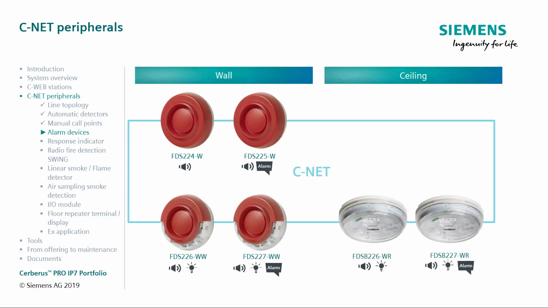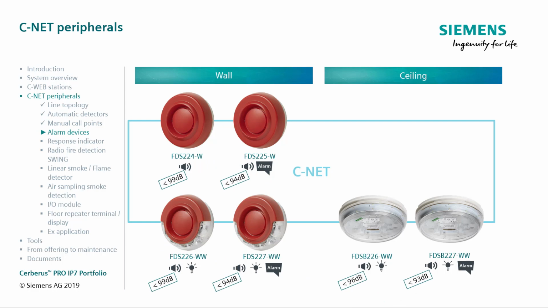The ceiling-mounted sounder beacon base and voice sounder beacon base are available in a white housing with either a red LED or a white LED. All alarm devices can use 2 tones out of a wide range of standardized tones, one for alerts and one for evacuations.